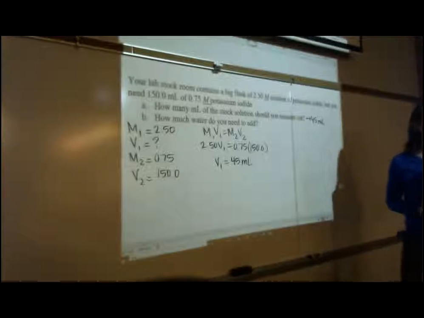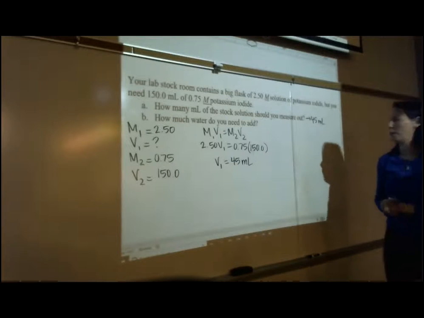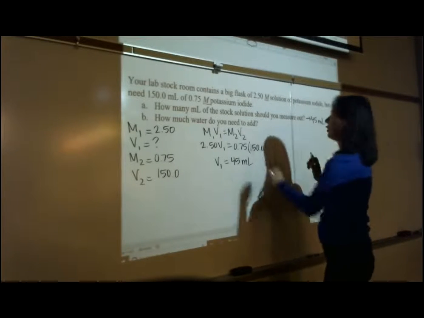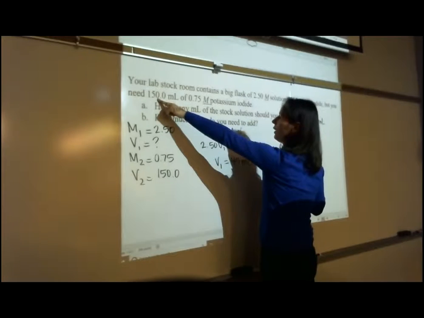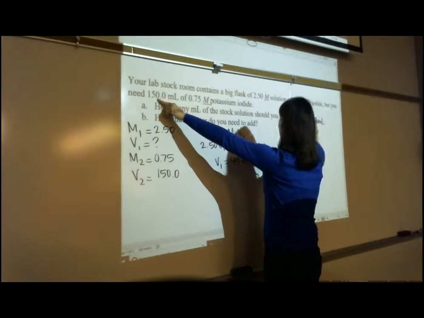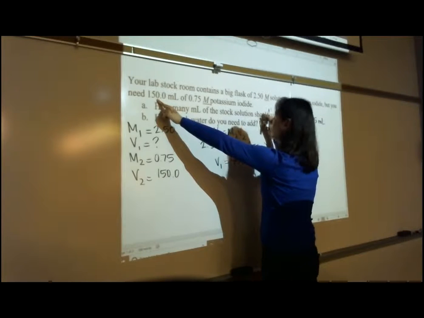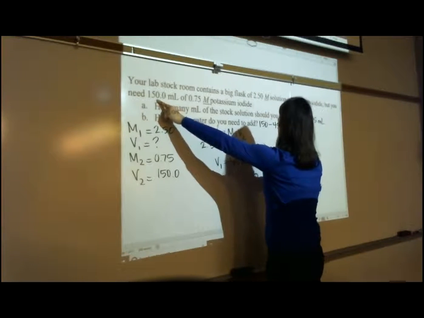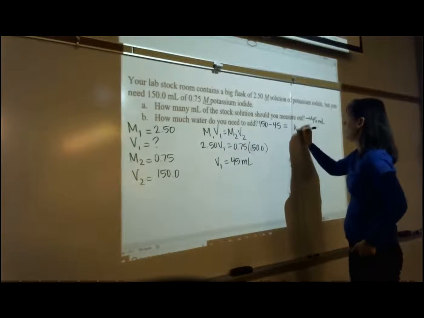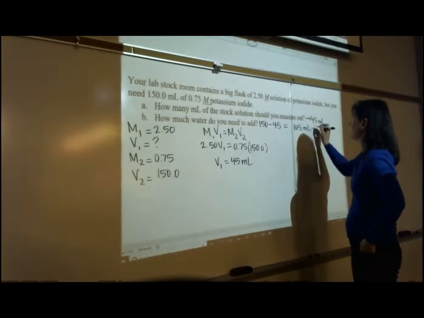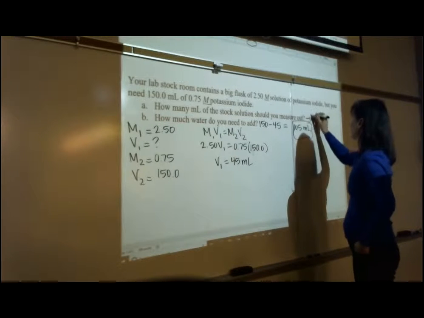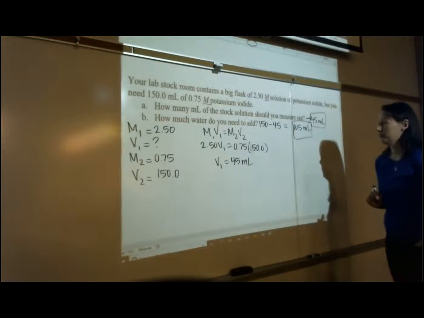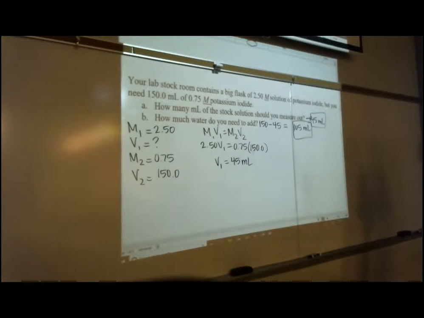Do we agree? And then how much water do we add? Well, the total volume needs to be 150, and 45 will come from the stock solution. So 150 minus 45. Right, so what do you get? 105. How do we feel about this one? Good? Any questions on these kinds of problems?